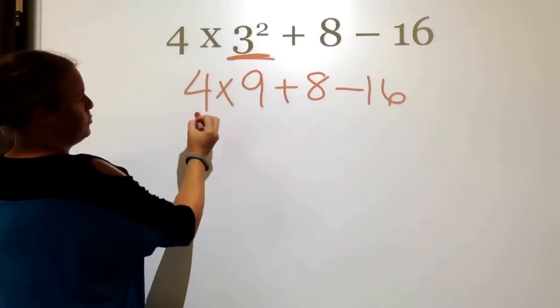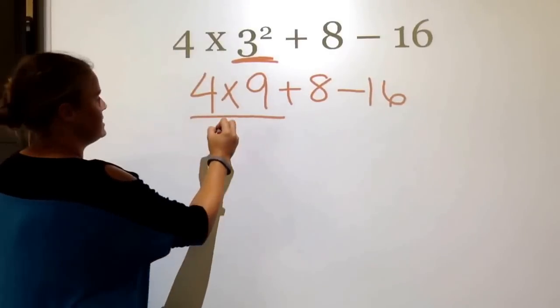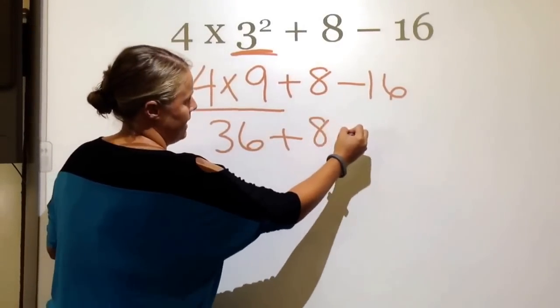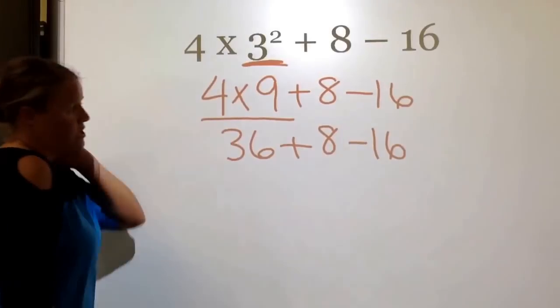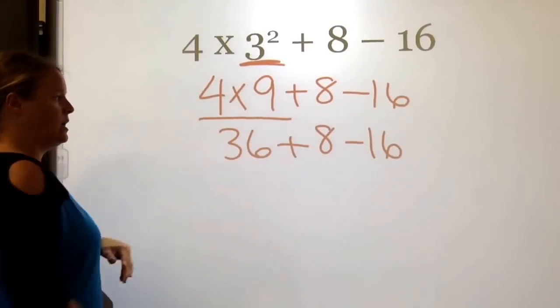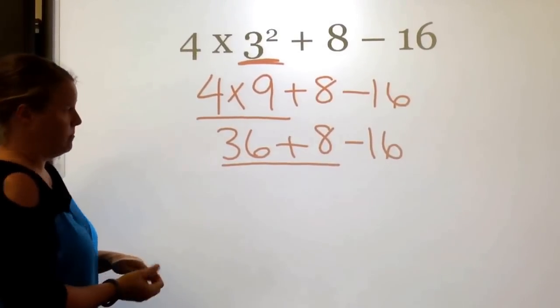And I only have one multiplication part, so I'm going to underline that. 4 times 9 is 36, plus 8. I'm bringing down the rest of the problem now. So now I'm adding or subtracting, whichever comes first from left to right. And I have the addition part first, because that comes first in the problem.